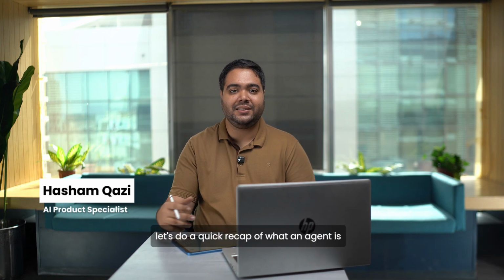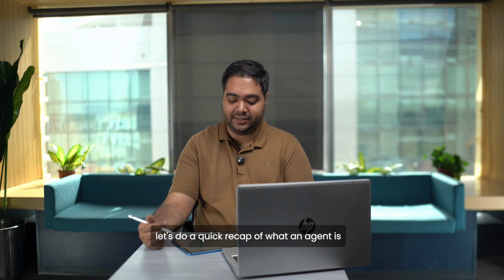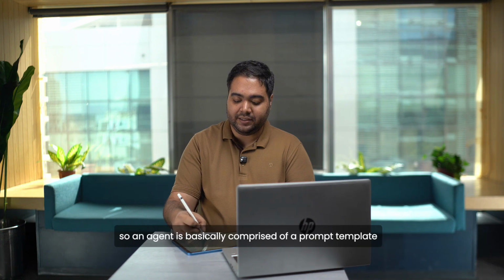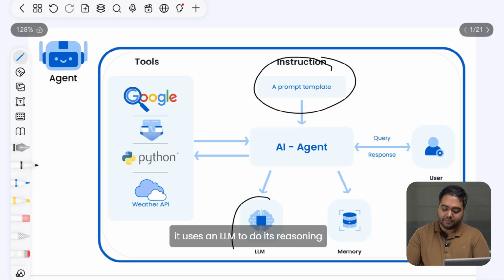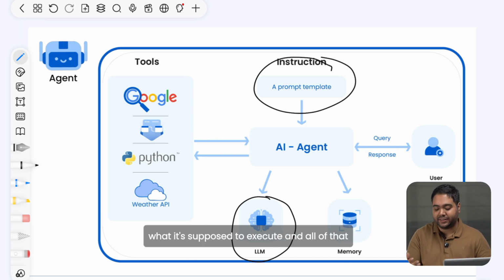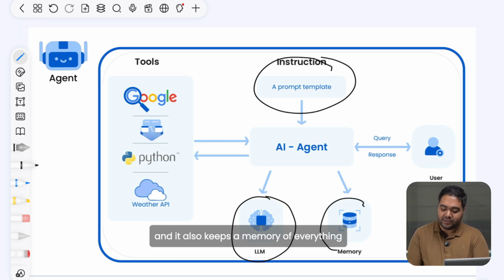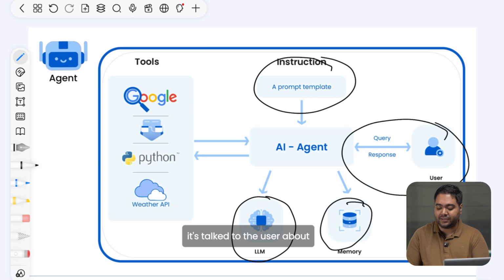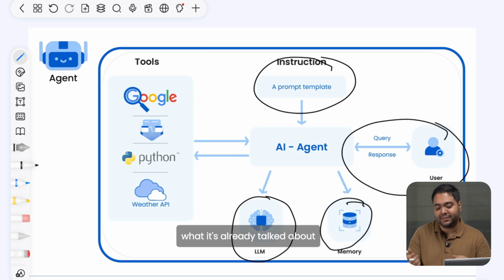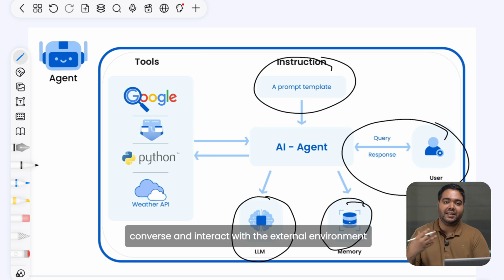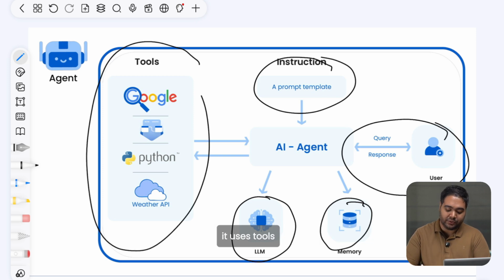Before we begin, let's do a quick recap of what an agent is. An agent is basically comprised of a prompt template which tells it what to do. It uses an LLM to do its reasoning, its thinking, what it's supposed to execute and all of that. It also keeps a memory of everything it's talked to the user about, to know the context about what it's supposed to do next, what it's already talked about, things like that. And to converse and interact with the external environment, it uses tools.